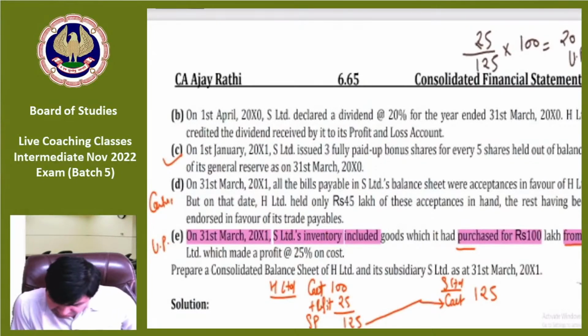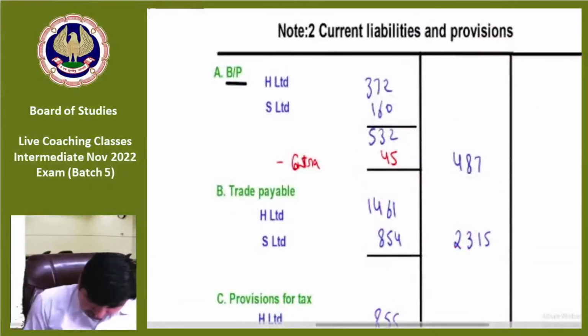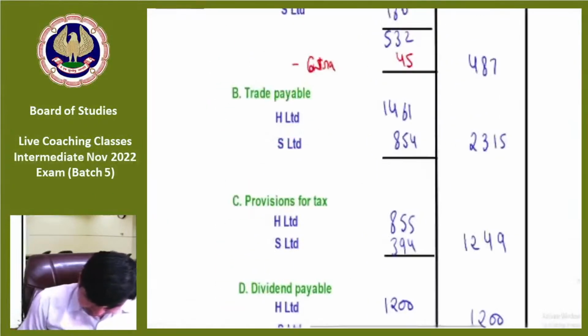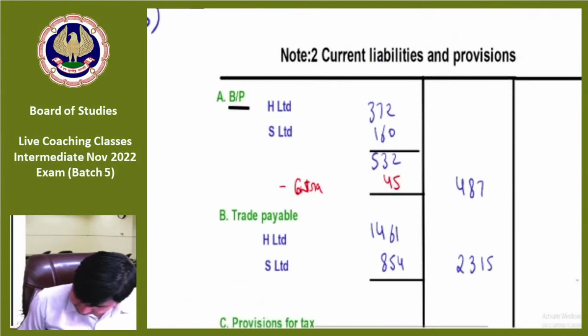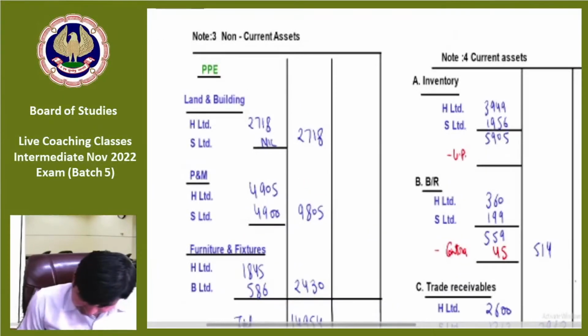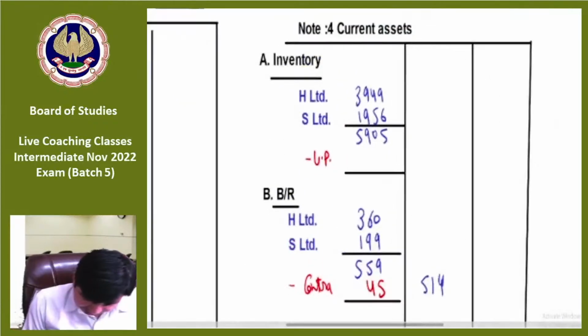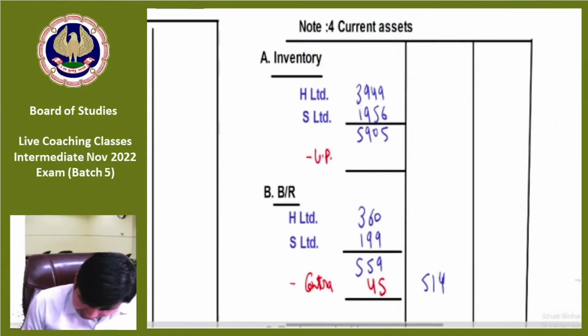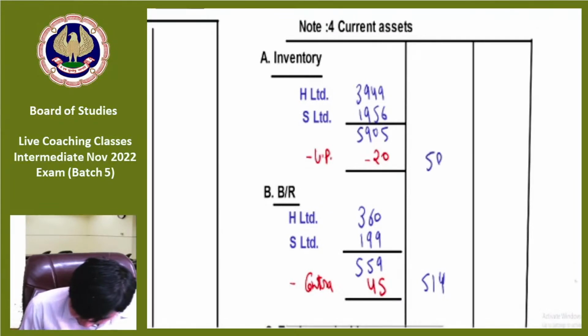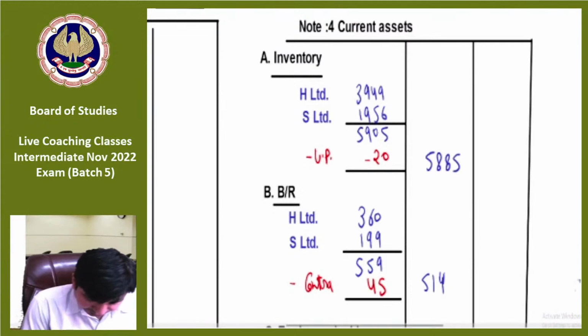From where are these to be adjusted? These are to be adjusted from both sides. One is from current assets. The stock must be adjusted. Inventory is there, that is current assets. That is, 20 must be adjusted from here. 5905 minus 20 is 5885.